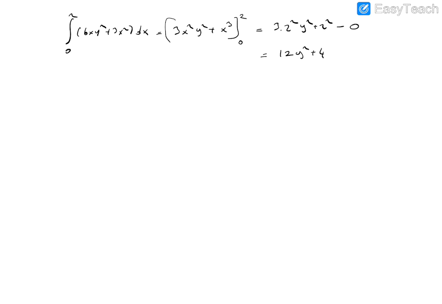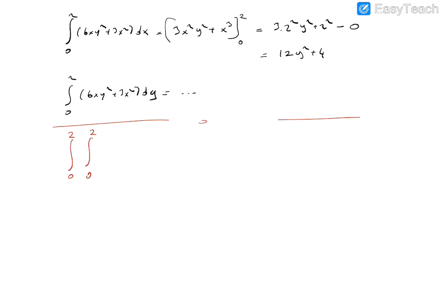Or similarly, you can calculate the integral of 6xy squared plus 3x squared dy easily. Sometimes, as you see, the result is a function of y. Sometimes we consider these two integrals together. For example, from 0 to 2 and from 0 to 1. In our textbook it is different.